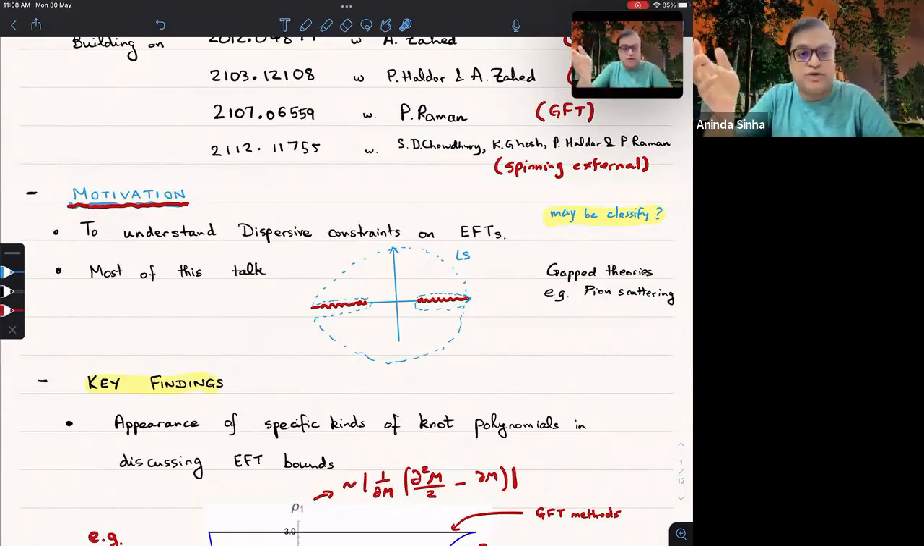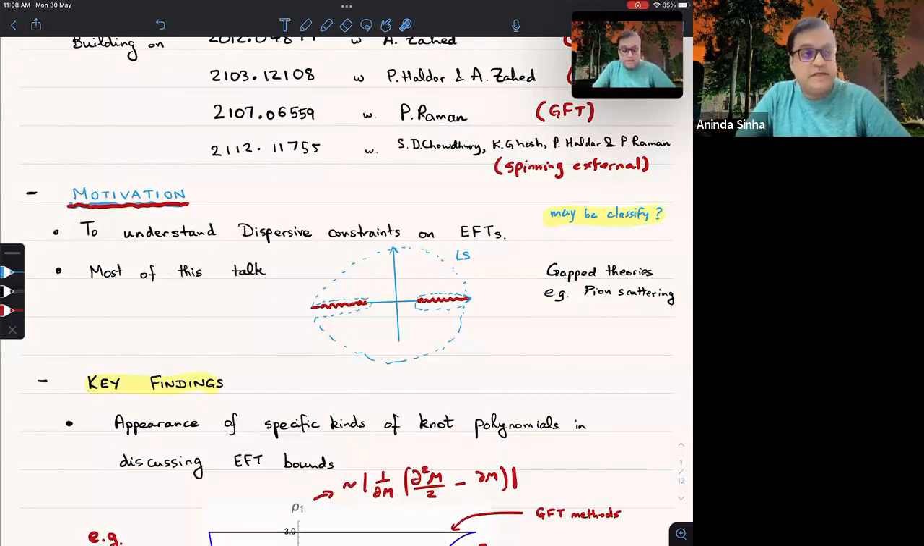So using 2-to-2 scattering, we will not be able to constrain anything apart from these 4 field terms. So we want to understand these dispersive constraints on specific terms in effective field theories. And that's an interesting problem because this has not been done, so we don't really know whether we have the optimum set of constraints so far.